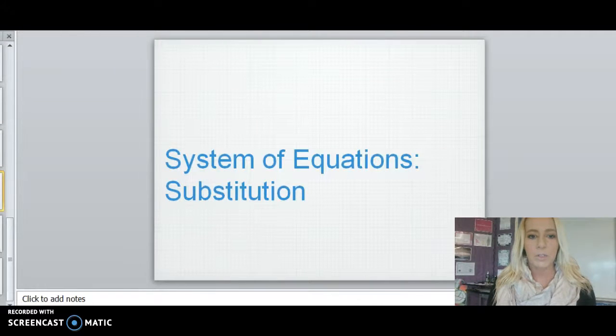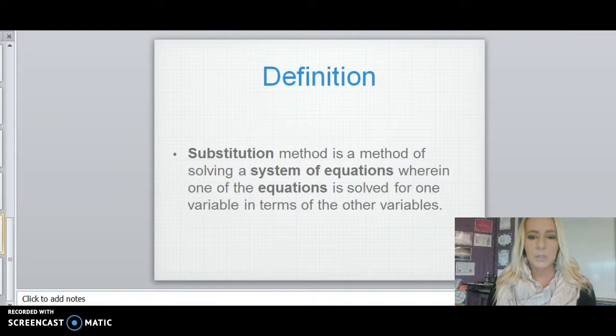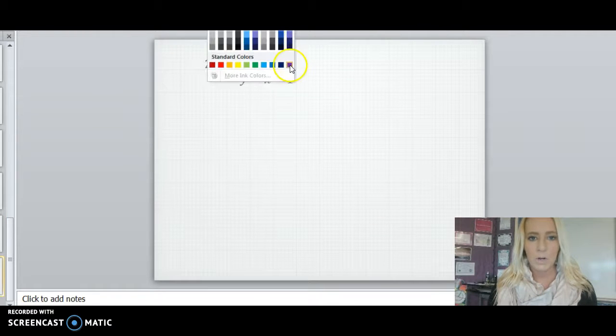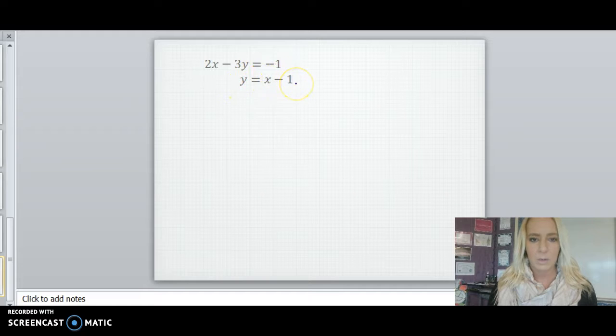In this video, I'm going to focus on system of equations using the substitution method. Substitution method is a method of solving a system of equations wherein one of the equations is solved for one variable in terms of the other variables. So, in this case here, we have two equations where one equation is solved for one of the variables. So 2x minus 3y equals negative 1, and y is equal to x minus 1.